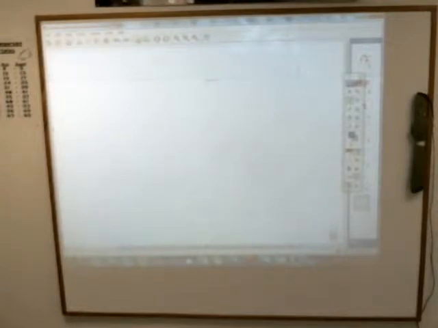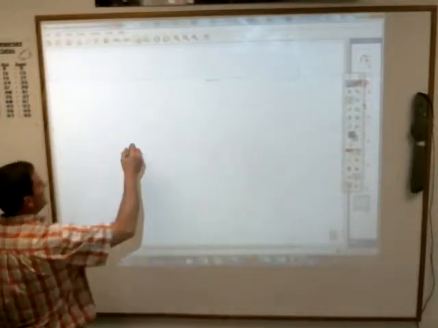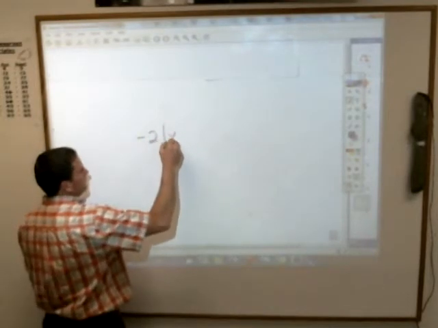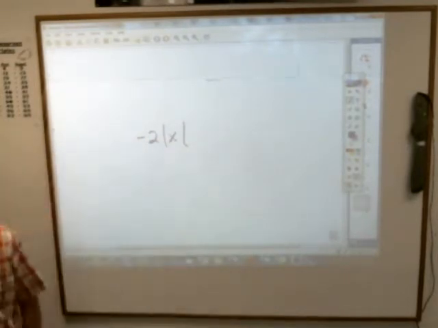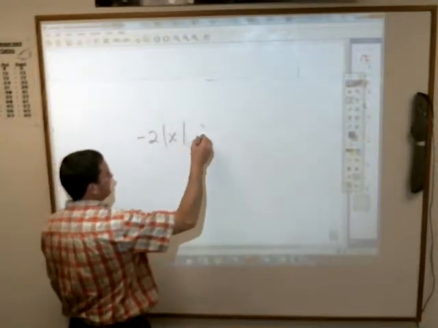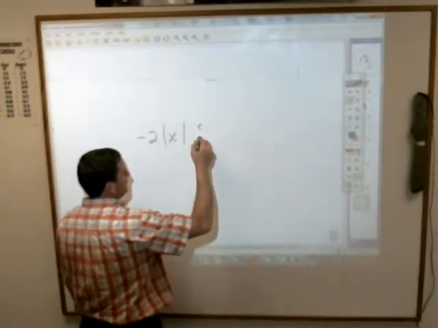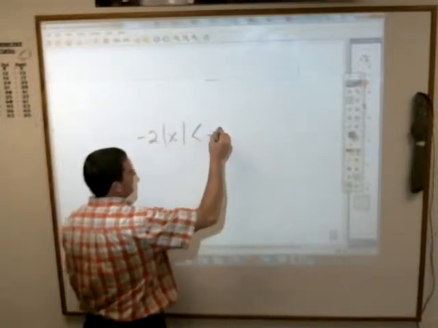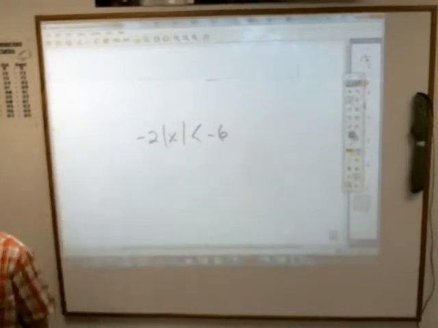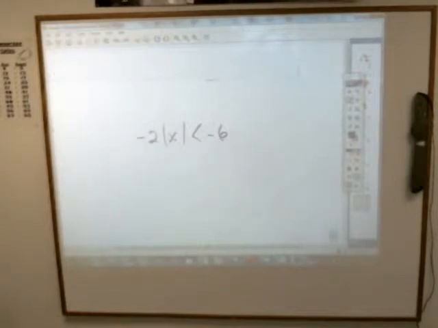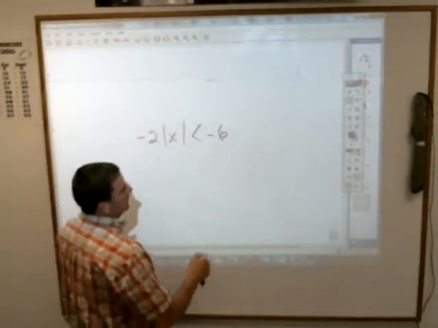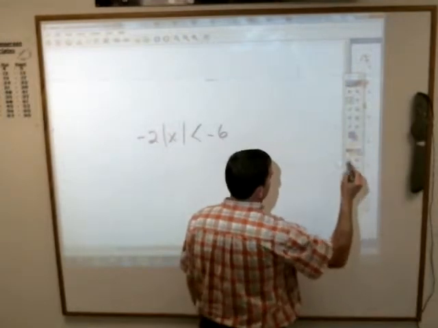Let's do this one. -2 times the absolute value of x is less than -6. Uh-oh, less than -6. Now, the same rules apply here, children, as always when you solve absolute value inequalities or inequalities.